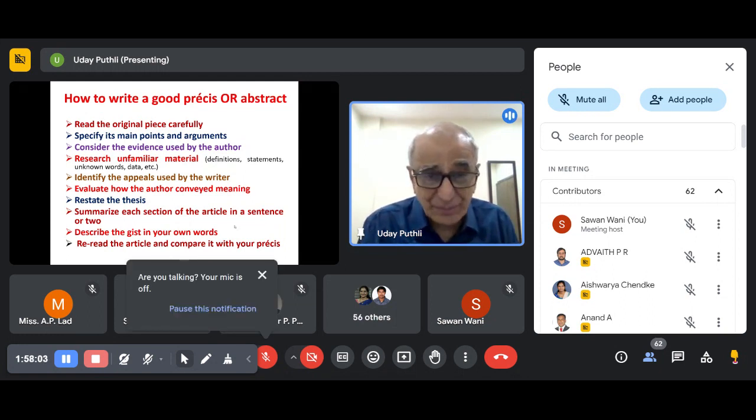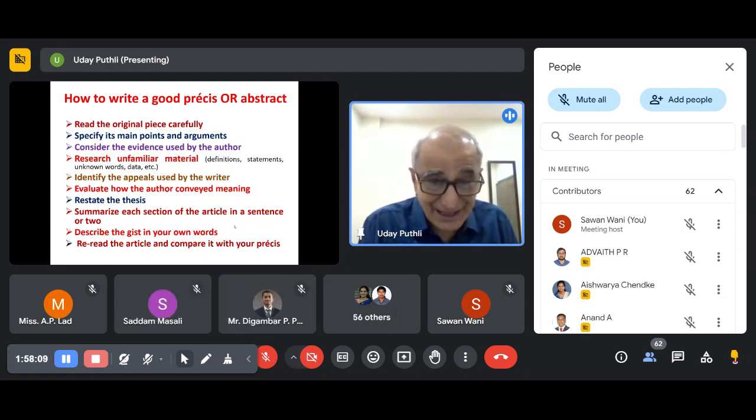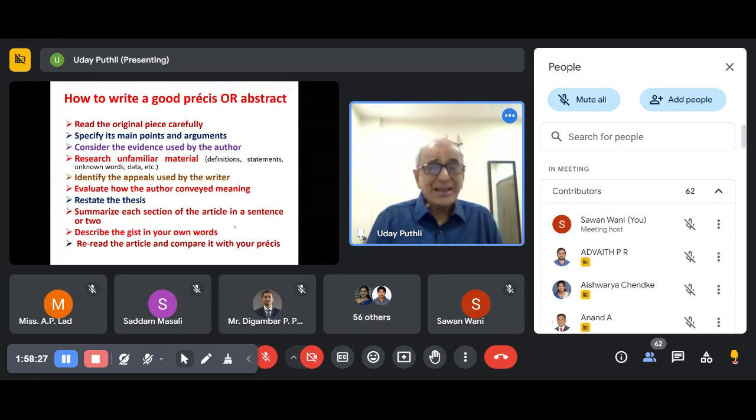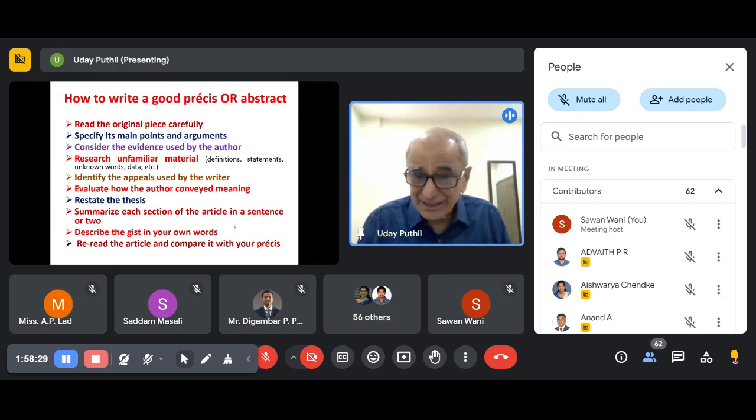First, read the original piece carefully, specify its main points, consider the evidence used by the author, research unfamiliar material, like, for example, definitions, statements, unknown words, data, etc. This is the kind of thing, well, here you can keep a dictionary with you when you're doing it if you need it. Identify the appeals used by the writer.